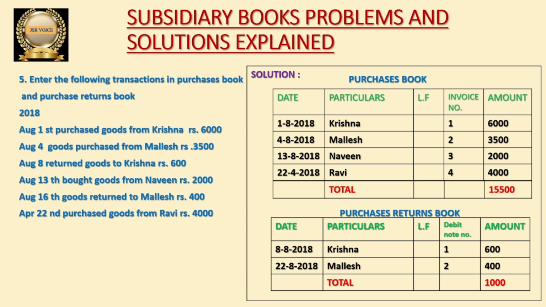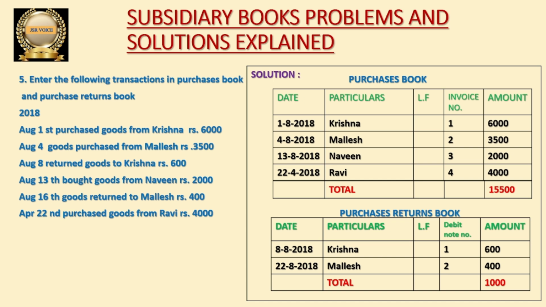So look into the solution in purchase book. I already recorded here. Date column 13-8-2018, particulars column Naveen, invoice number 3, and amount column 2000. Let us discuss next one. August 16th, goods returned to Mallesh. Returned.